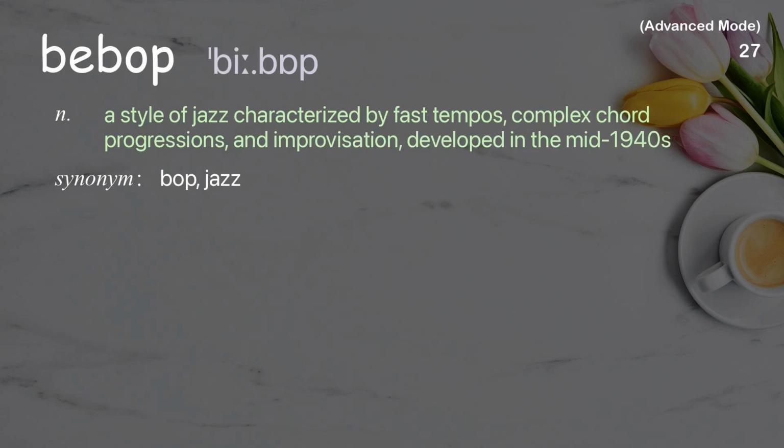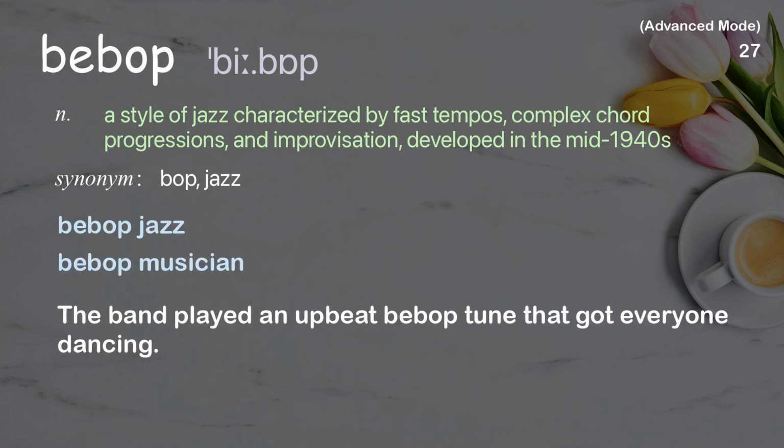Bebop. A style of jazz characterized by fast tempos, complex chord progressions, and improvisation, developed in the mid-1940s. Examples: Bebop jazz. Bebop musician. The band played an upbeat bebop tune that got everyone dancing.